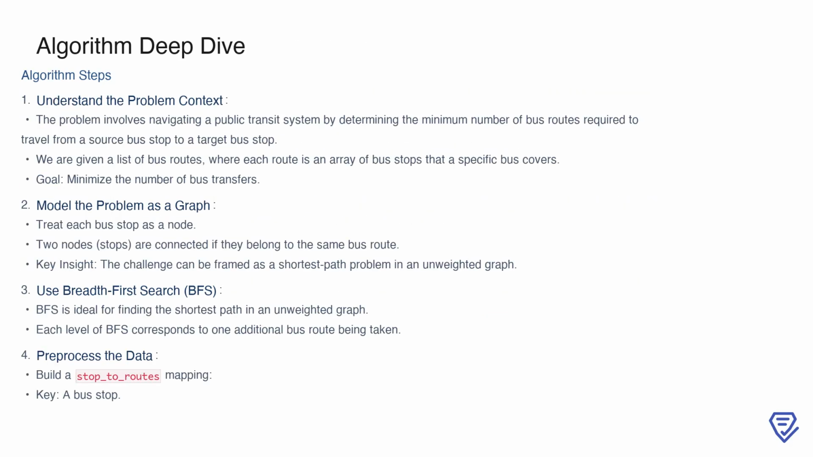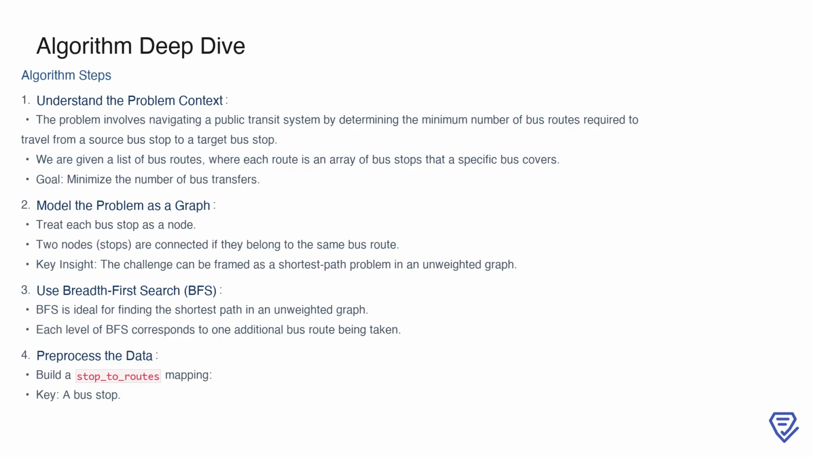To solve the bus routes problem, the first step is to understand the context. The challenge is to navigate a public transit system efficiently, minimizing the number of bus transfers needed to get from a source stop to a target stop. The input consists of bus routes, where each route lists the stops covered by a particular bus. The key idea is to model this problem as a graph, where bus stops represent nodes, and two nodes are connected if they share the same bus route.